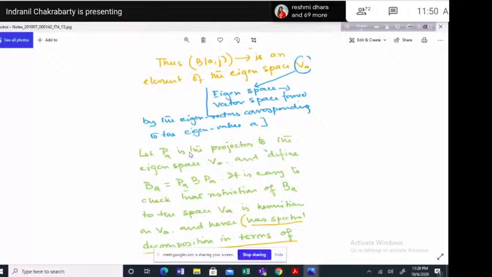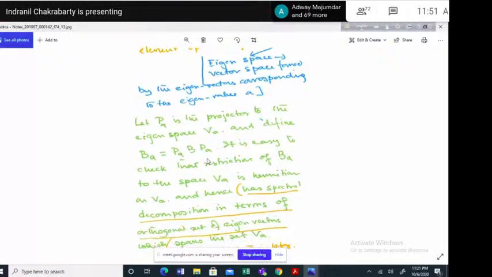So let us assume that PA is a projector onto the eigenspace VA, and then define BA as the operator PA B PA. So PA is something that is projecting an operator onto the eigenspace of VA. So BA is the projection of B on the eigenspace VA.